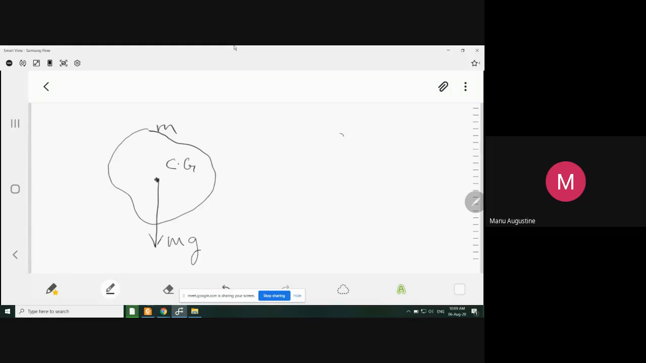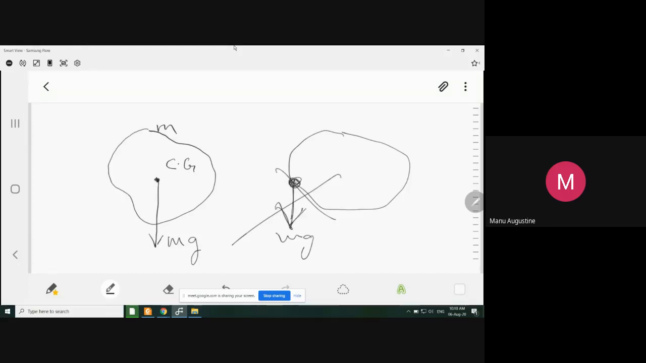I cannot draw the mg vector randomly anywhere. I cannot say, let's say its weight is acting here, let this be mg. This will be wrong. Why? Because this point is not the center of gravity. You have to draw the mg vector from the center of gravity.